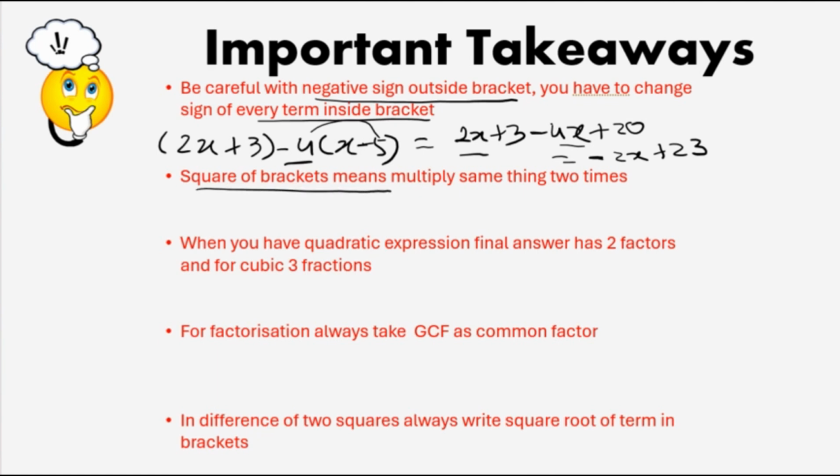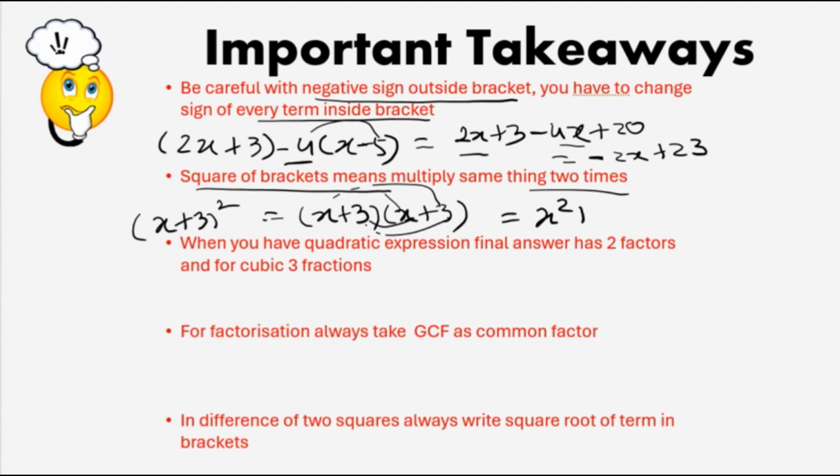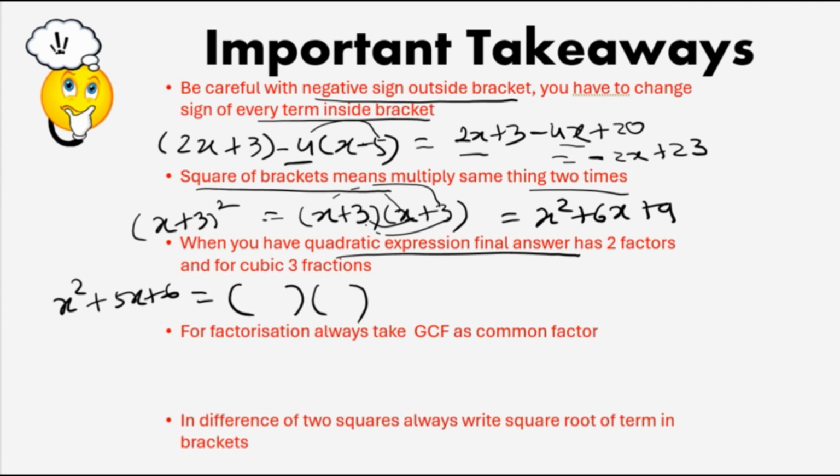Square of a bracket means multiply the same thing 2 times. For example, I have x plus 3 squared. It means x plus 3 two times, and then I have to do the whole expansion. That will give us x squared plus 6x plus 9. When you have a quadratic expression, your final answer has 2 factors. For example, x squared plus 5x plus 6 has 2 factors as the answer. And when you have a cubic expression, you have 3 factors.